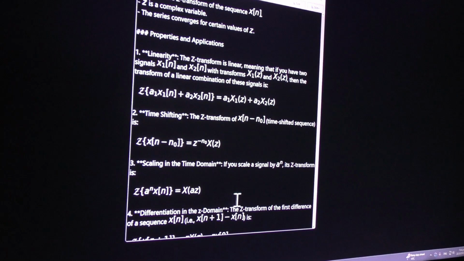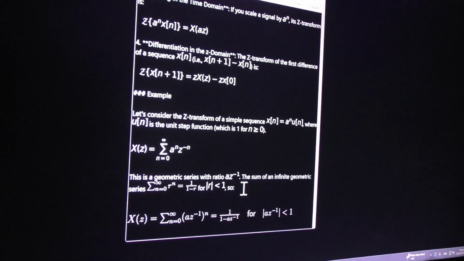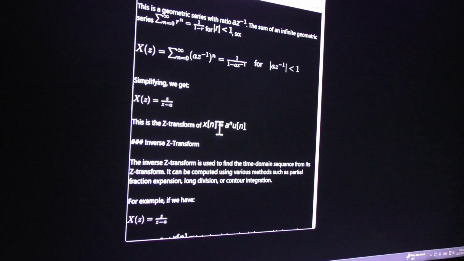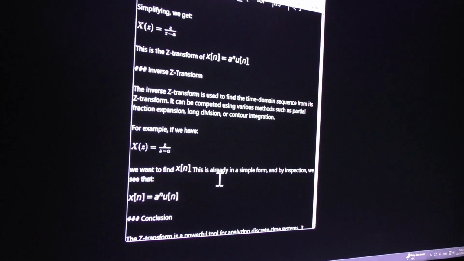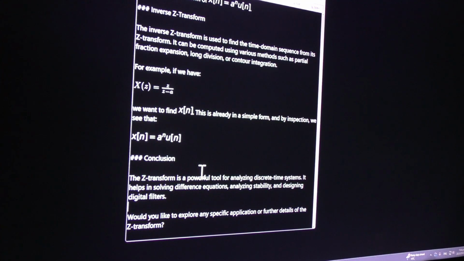Well, you can see how it's not very good at pausing in between phrases, but it describes there quite nicely the Z transform. Gives an example, z over z minus a. That was the simplest one, of the sequence a to the power n, and it's quite good.